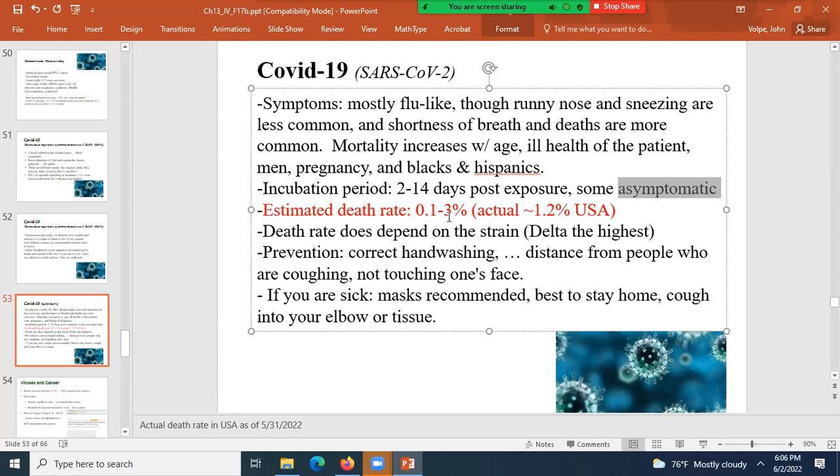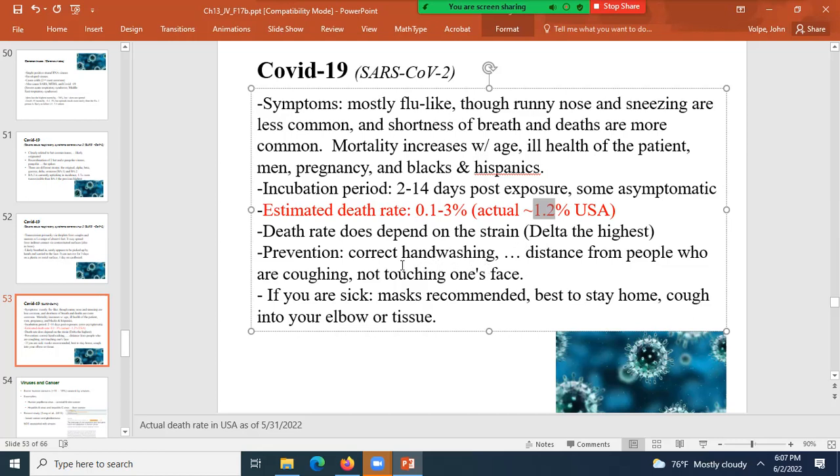The estimated death rate, as I mentioned, was between 0.1% and 3%. The actual death rate that they've measured as of May 31, 2022 is about 1.2% of people who become infected in the United States of COVID-19 will die. Now, the death rate will vary depending on the strain, but all of the strains do have a death rate. Okay, Delta having the highest death rate.